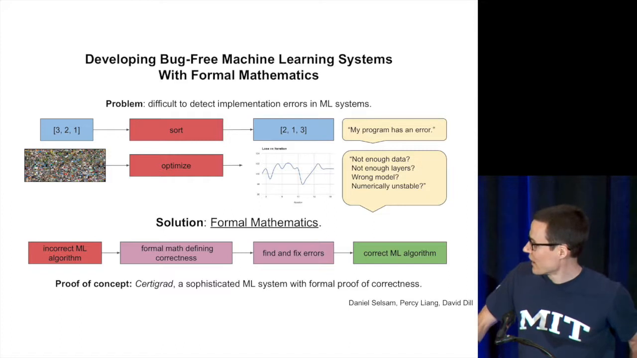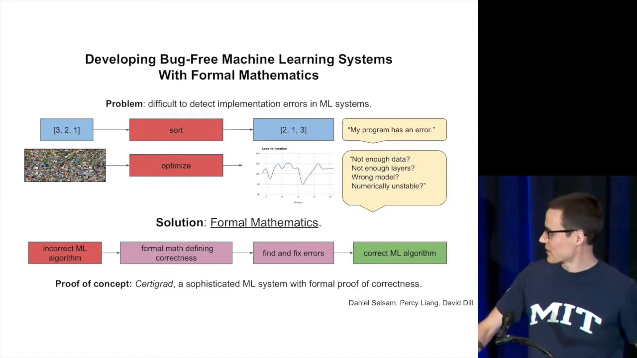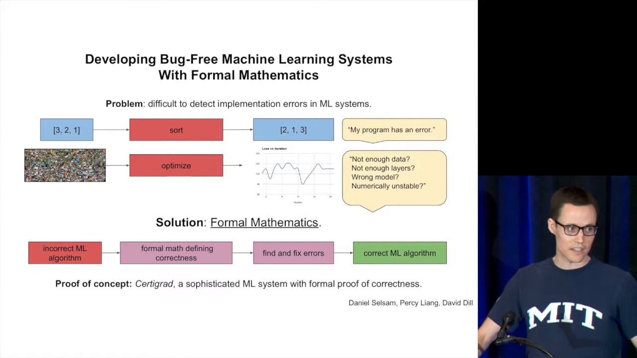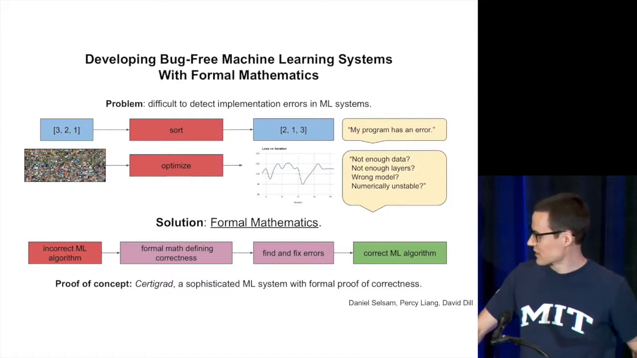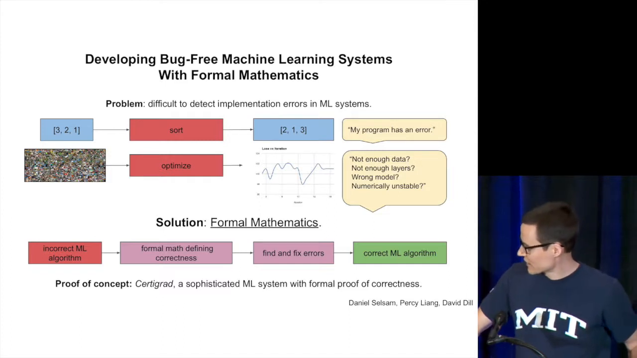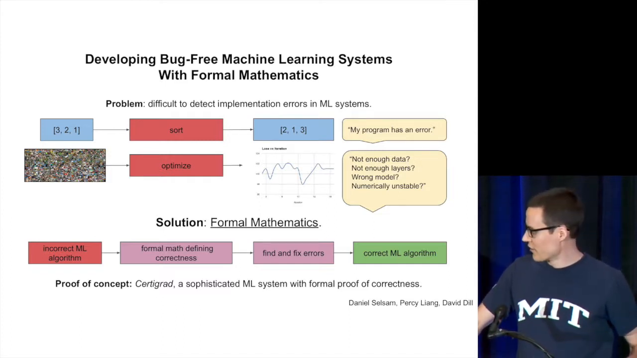But there is another way. Using formal mathematics, we can state precisely what our machine learning system is supposed to do, and we can prove that it does it correctly, finding and fixing all implementation errors in the process without resorting to empirical testing at all. And we show that our approach is feasible by developing a machine learning system, Certigrade, for optimizing over stochastic computation graphs and generating a machine checkable proof that it is indeed bug-free.